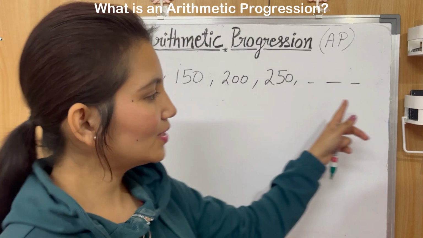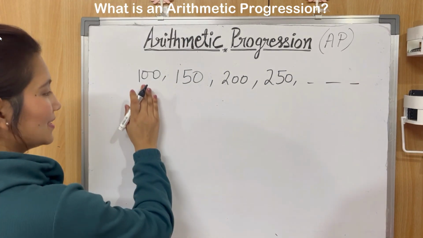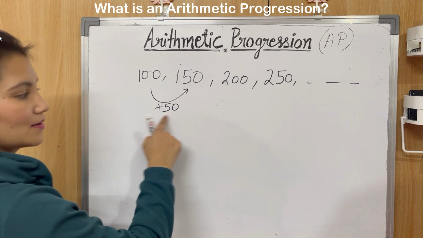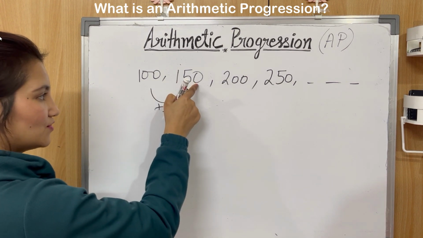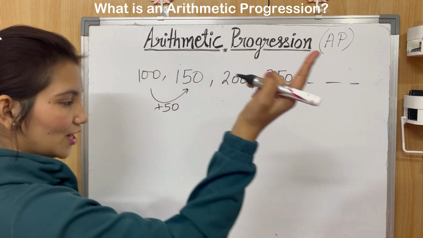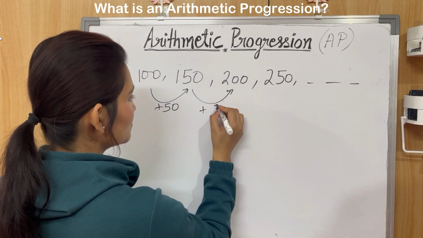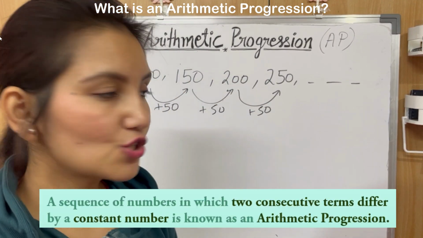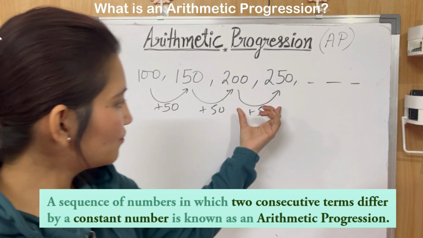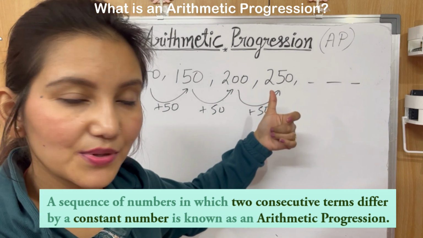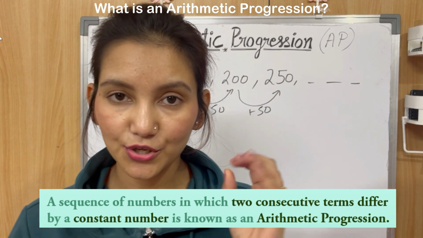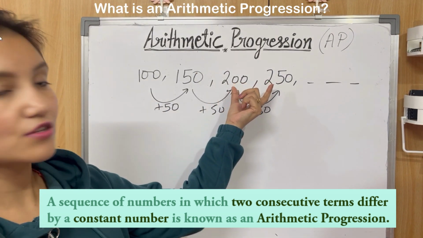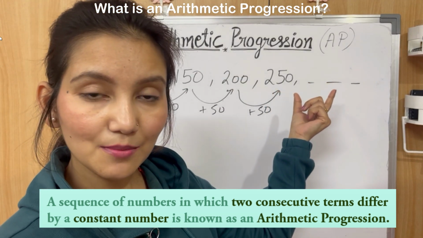So here in this sequence of numbers, you can see that the next term is obtained by adding a fixed number to the previous term. So this 150 is obtained by adding 50 to 100. Okay, so 200 is obtained by again adding 50 to 150, and again 50. So this type of sequence of numbers in which the next term is obtained by adding a fixed number to the previous term is known as arithmetic progression. Or you can say arithmetic progression is a sequence of numbers in which two consecutive terms differ by a constant number or a fixed number.